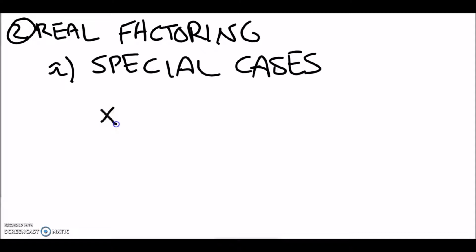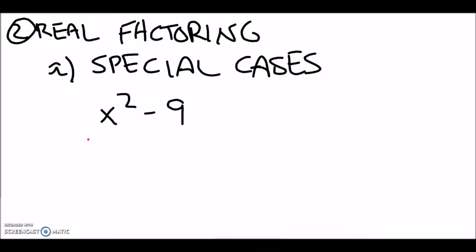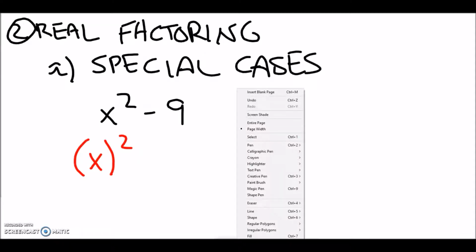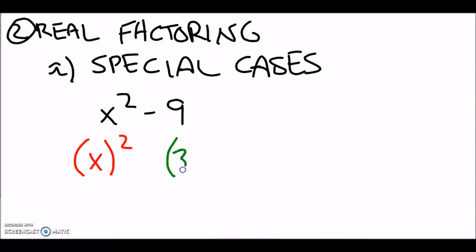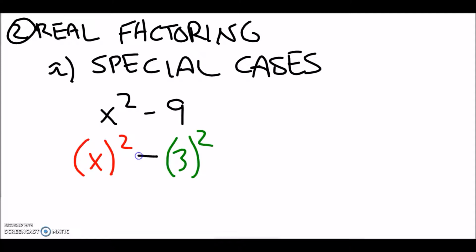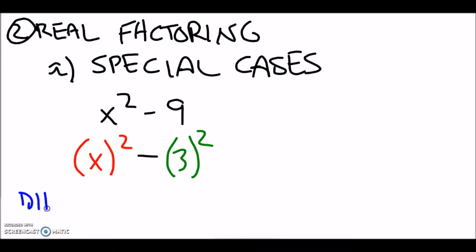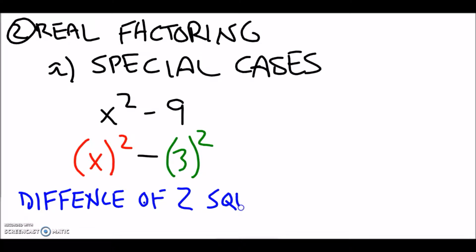For instance, what if we have x squared minus 9? What you should see in your head is that this is an x squared, and this 9 is 3 squared with just a subtract in between. How would we say this if we wanted to use words? Well, subtract means difference. And since I have two things being squared, this is the difference of two squares.